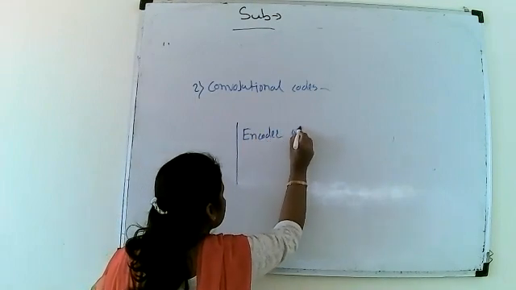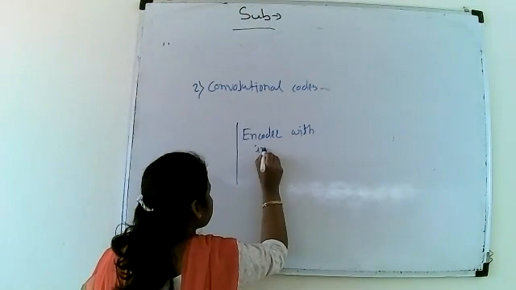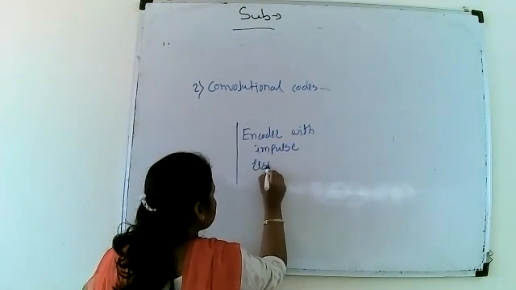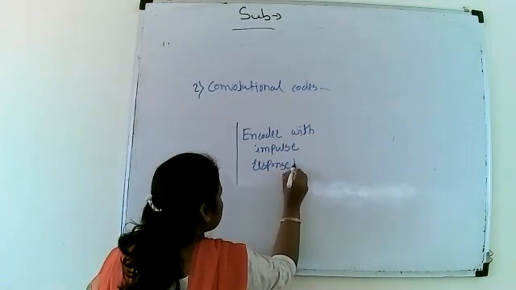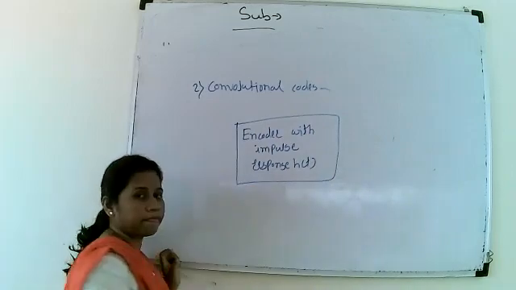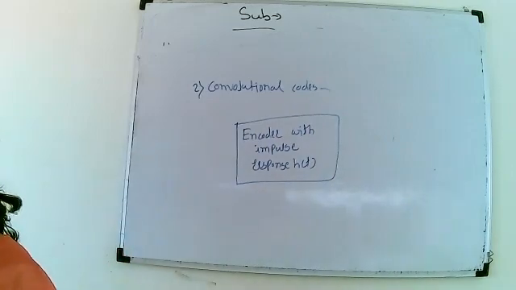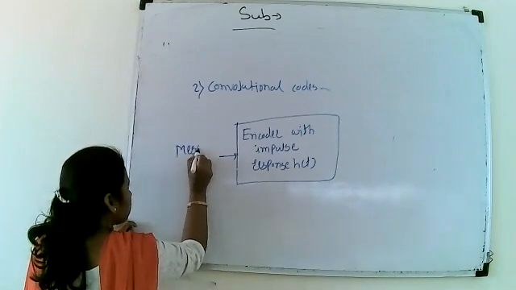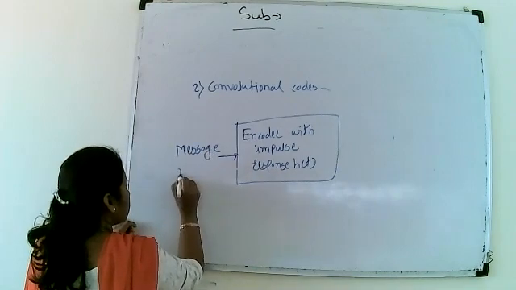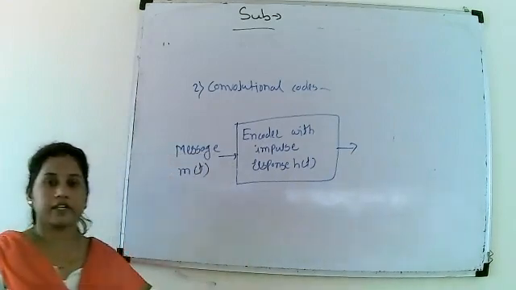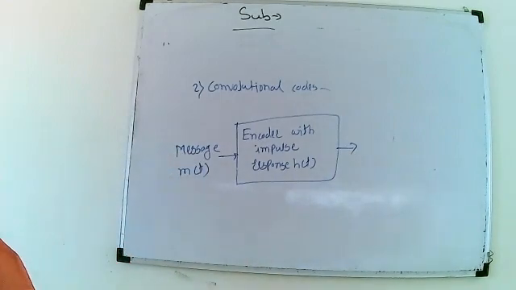Encoder with impulse response h of t. From this we are having the input, message m of t, and the output is nothing but a convolutional code.